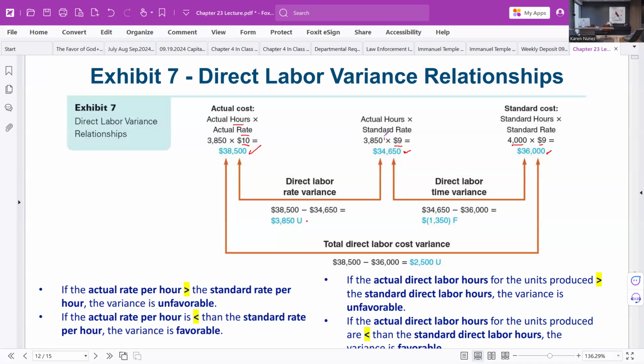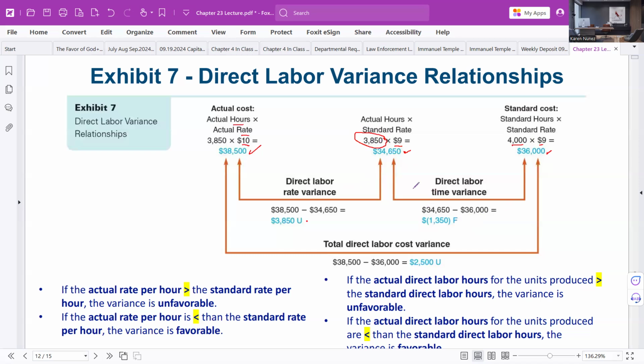They worked fewer hours than the standard allows for that output. So given the output, they should have worked 4,000 hours, but instead they worked 3,850 hours. They worked fewer hours, hence a favorable time variance. 34,650 minus 36,000 is a favorable variance of 1,350.